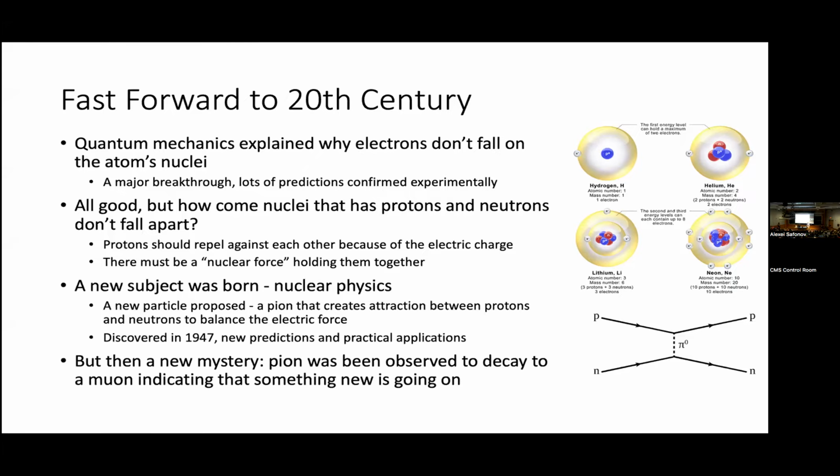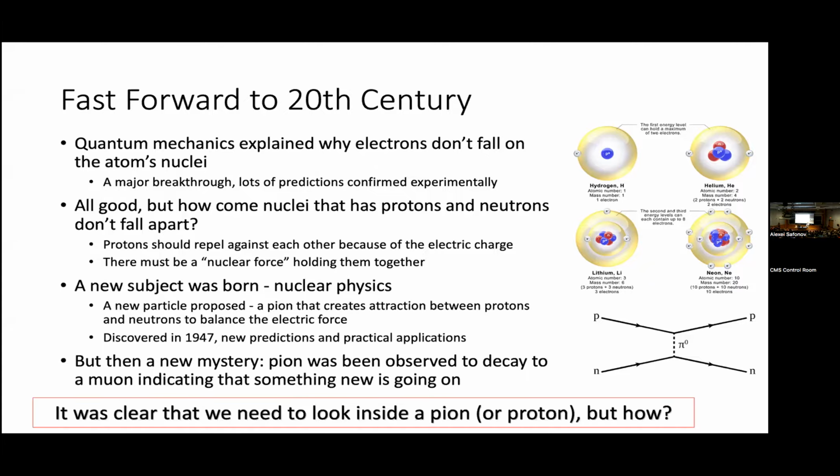Everything was good for a little bit, but then we found that the pion is decaying. It decays to a muon, a mu meson, which is kind of a heavier cousin of the electron. They're flying all the time from space, so if you just stand and look up, you have several muons flying through you every second. And so there was a problem. It was clear that we need to go further beyond nuclear physics.